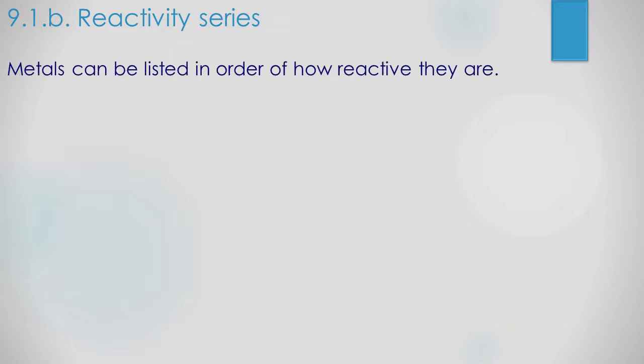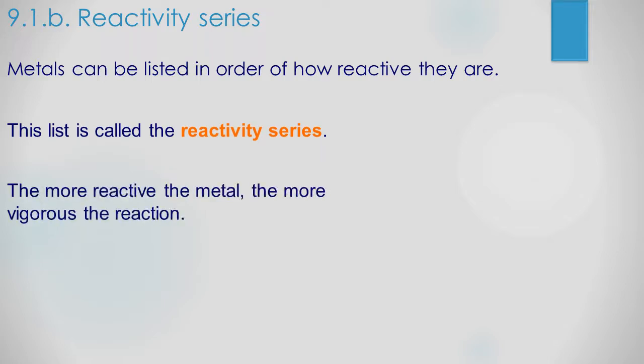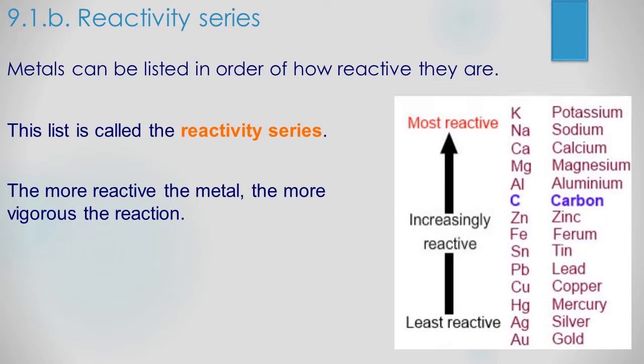Reactivity series. Metals can be listed in order of how reactive they are. This list is called the reactivity series. Of course, several experiments were carried out to identify the reactivity of a metal, to compare the metals' reactivity to each other. The more reactive the metal, the more vigorous the reaction is.